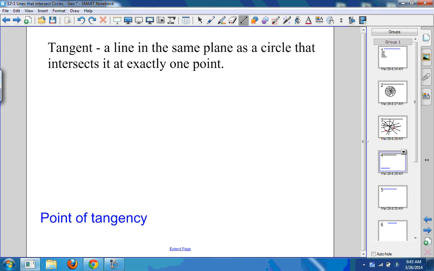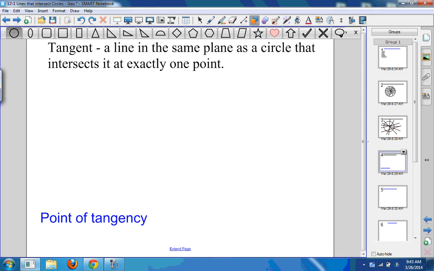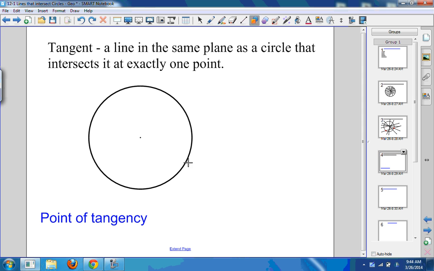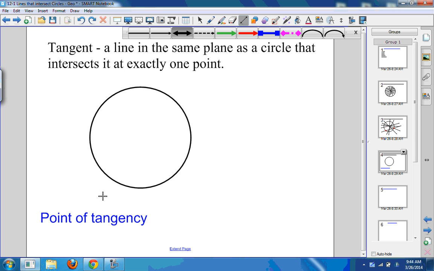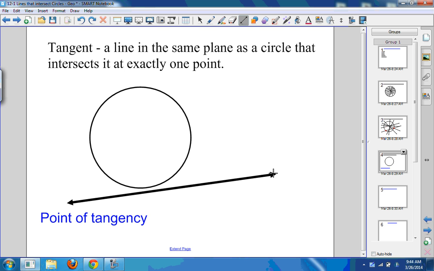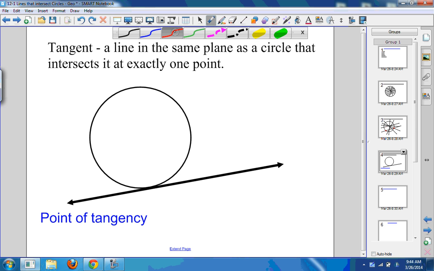All right, next is a tangent. A tangent is a line in the same plane as a circle that intersects it at exactly 1 point. So what this looks like is a line that just touches a tiny bit. There's exactly 1 point right there where the line and the circle intersect, and that is called the point of tangency. So this is a tangent line.